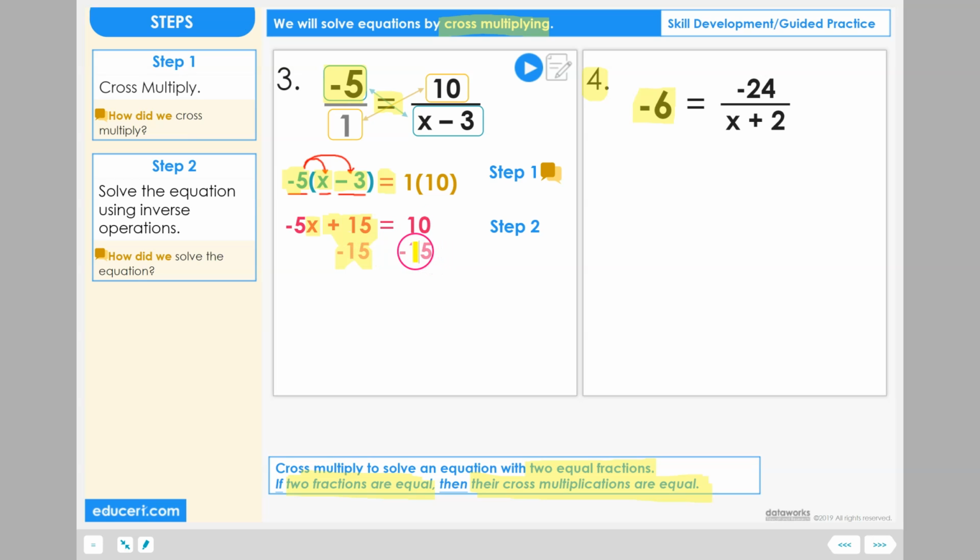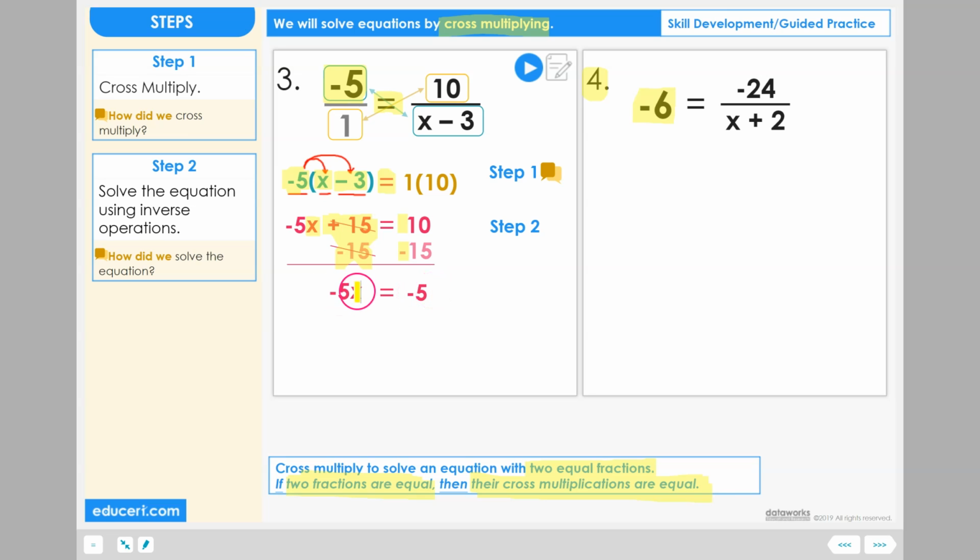10 minus 15 on the right-hand side. Evaluating, we're going to be left with -5x on the left side is equal to 10 minus 15. We are combining terms with different signs. We have a positive and a negative, so we're going to subtract the bigger value, 15 minus 10 is 5, and we're going to keep the sign of the bigger value, which is negative, so -5.